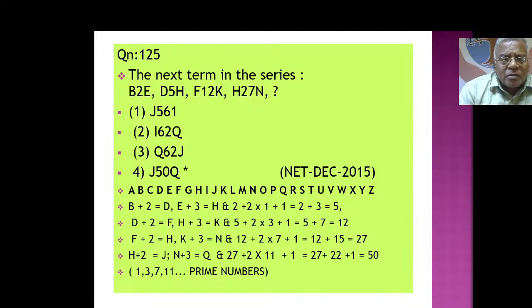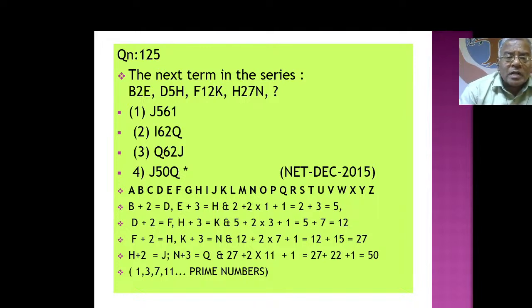Then F12K, H27N. How does it come? F plus 2, H. From the alphabet you can find out. And K plus 3, that is N. K plus 3: K, L, M, after 3, N comes.